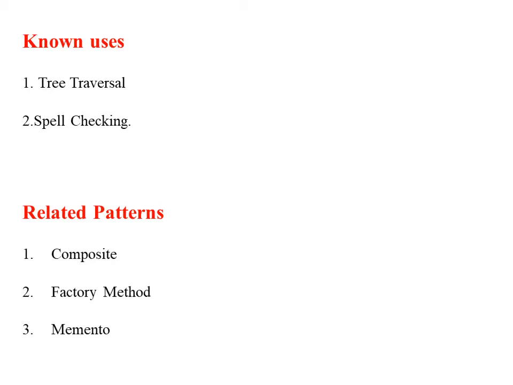And memento. The memento intent is storing an object and restoring the object's internal state. Here we are storing the state of an object without violating its internal representation. That's why memento is also a supporting pattern for this iterator pattern. So these are the related patterns, and this is about the iterator pattern.